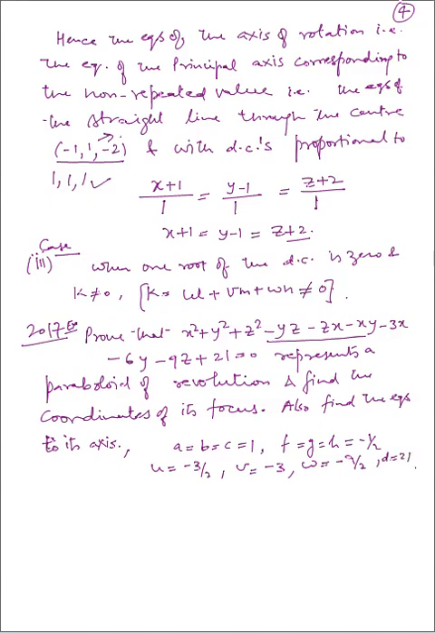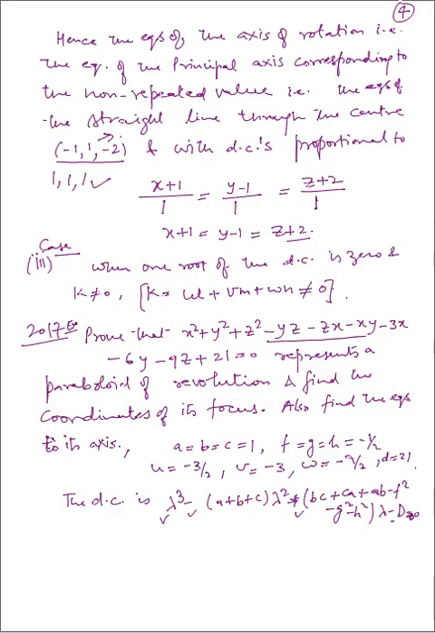ये वैल्यूज़ हो गई. अब डिस्क्रिमिनेटिंग क्यूबिक की वैल्यू लिखनी है. सो द डिस्क्रिमिनेटिंग क्यूबिक इज लैम्डा क्यूब माइनस (a प्लस b प्लस c) लैम्डा स्क्वायर. अल्टरनेट होते हैं ये साइन. लैम्डा क्यूब प्लस है, फिर माइनस, देन प्लस, देन माइनस. सो ये होगा, दैट इज, लैम्डा क्यूब माइनस (a प्लस b प्लस c) लैम्डा स्क्वायर प्लस (bc प्लस ca प्लस ab माइनस f स्क्वायर माइनस g स्क्वायर माइनस h स्क्वायर) इंटू लैम्डा माइनस d is equal to 0.